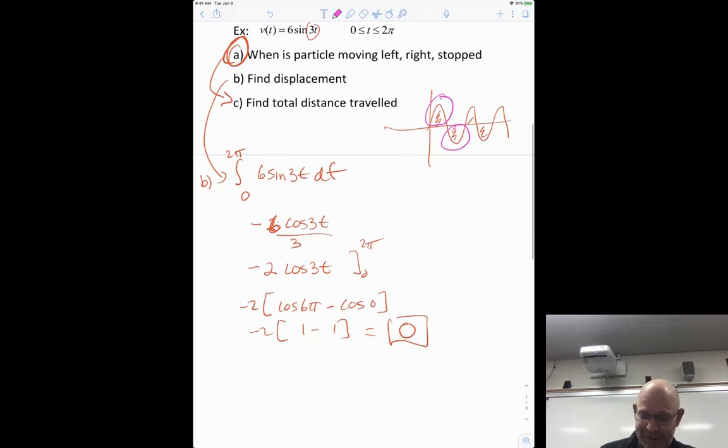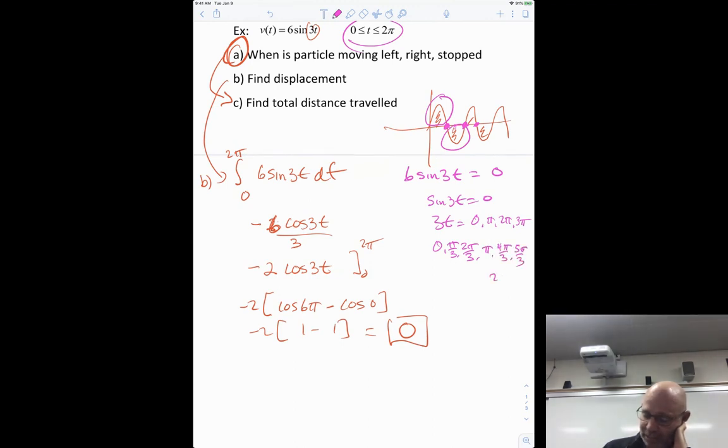So if you graph this, 6 sine 3t is my velocity function. We'll set that equal to 0 because I'm going to try to find these zeros. Notice I'm also on an interval from 0 to 2 pi. So we get sine 3t equals 0. That means 3t equals the multiples of pi, since sine is 0 there: 0, pi, 2 pi, 3 pi, and so on. But then I have to divide by 3. So I get 0, pi over 3, 2 pi over 3, 3 pi over 3, which is pi. We're going to keep going.